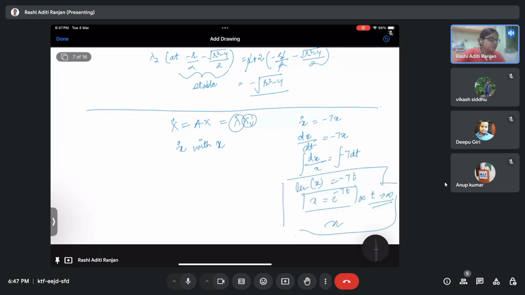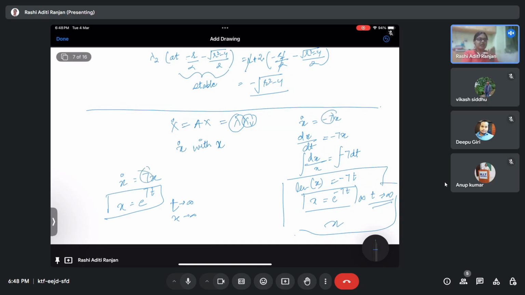As t tends to infinity, my x is going to converge. However, if it had been x dot equals 7x, my solution would be e to the power 7t. Here, if t tends to infinity, x tends to infinity. Exponentially, it is going to grow. So essentially, eigenvalues are those values which relate my eigendirection with the velocity. Here, minus 7 is the eigenvalue, and here 7 is the eigenvalue.